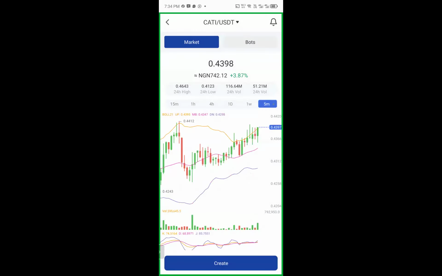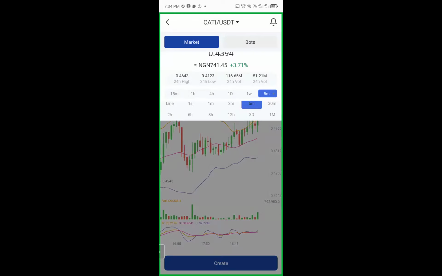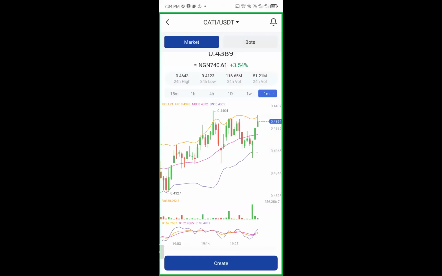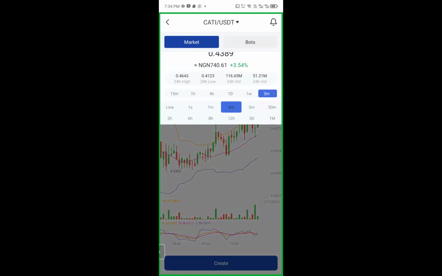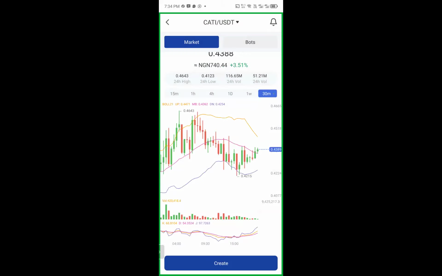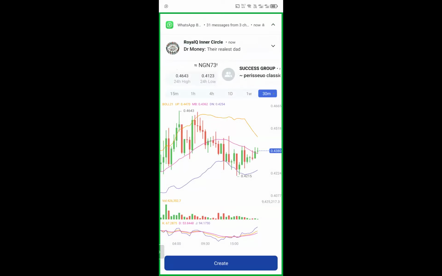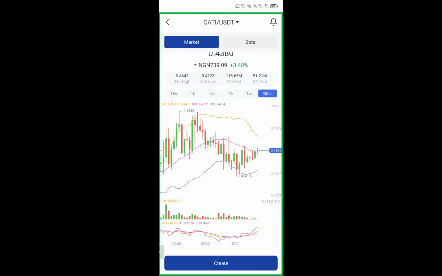So let's point out what I want to do here. If it's me now, the market is good to enter. Despite that this is the upper Bollinger band, you can still make money there. 5 minutes is okay. Your 1 minute is okay. Your 3 minutes is coming up. Your 30 minutes is okay. So we are working on 1 minute.